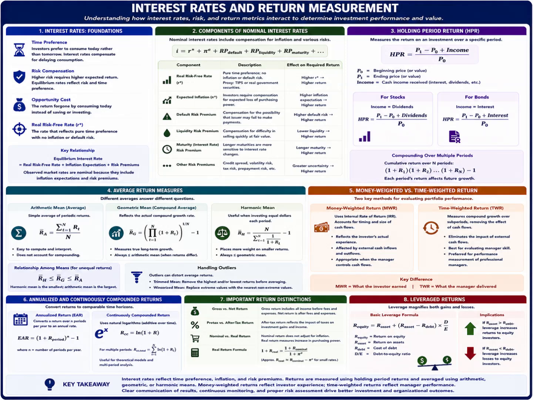Finally, the topic explains annualized returns, continuously compounded returns, and major return measures used in investment analysis. Annualization converts returns over different time horizons into comparable yearly figures. Continuous compounding uses natural logarithms to express returns and has the useful property of additivity across periods. The topic also differentiates between gross and net returns, pre-tax and after-tax returns, and nominal versus real returns. Real return measures the increase in purchasing power after adjusting for inflation.